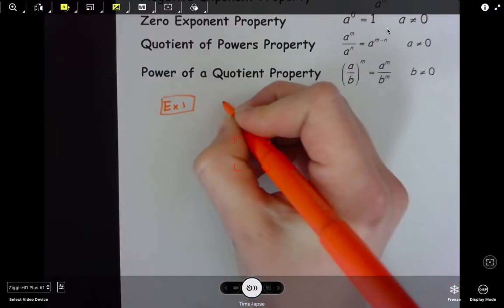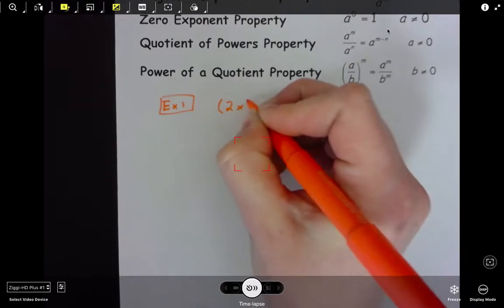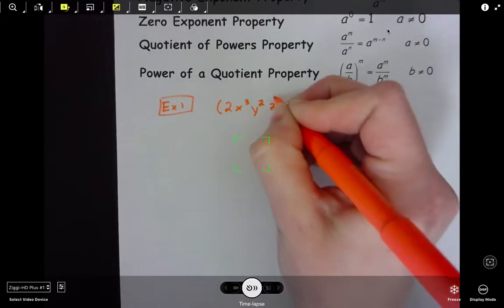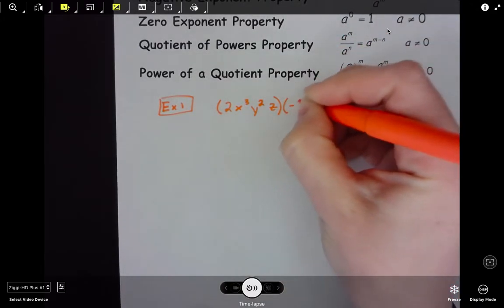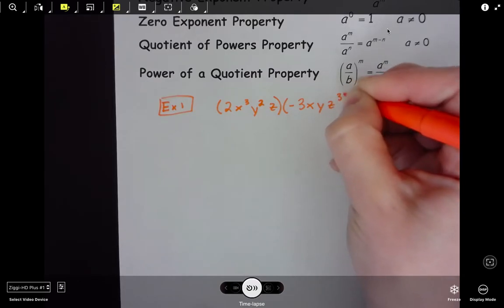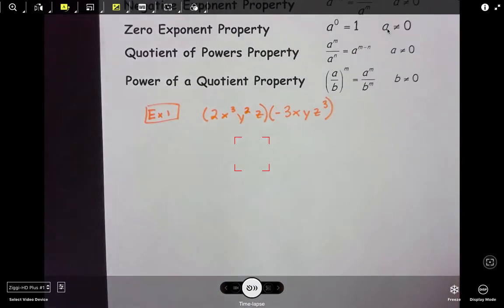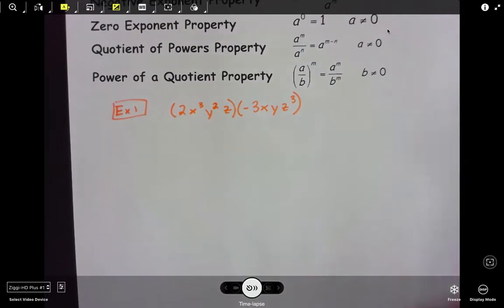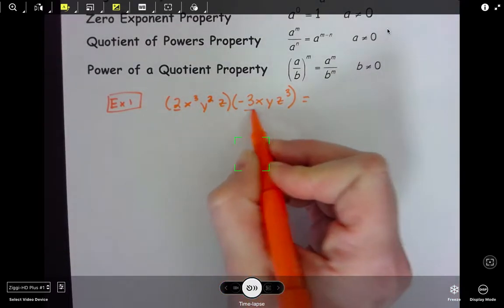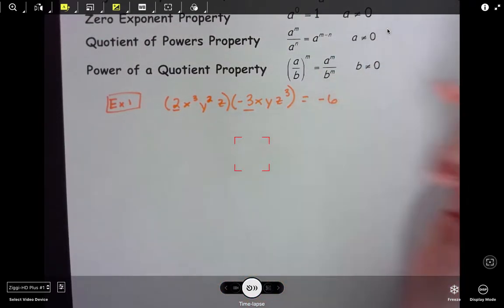So let's say we have 2x to the third y squared z, and negative 3xyz to the third power. Let's do that one. If at any point in time you need to pause, feel free to do so. We're going to multiply all these together. So we start with just the numbers. 2 and negative 3 will just give me negative 6.